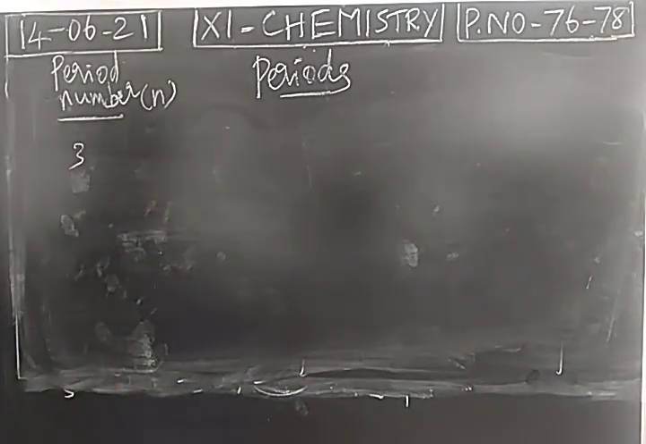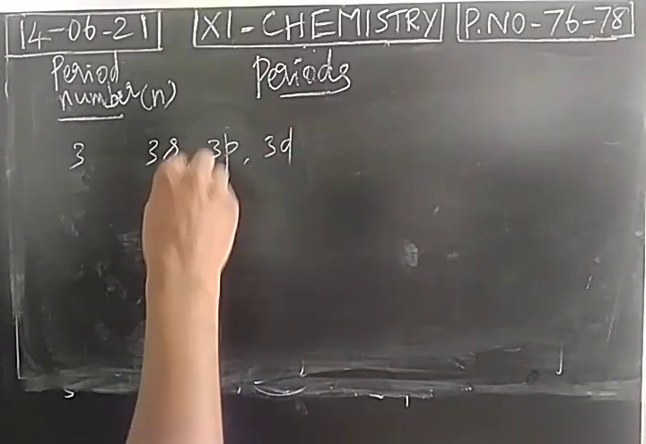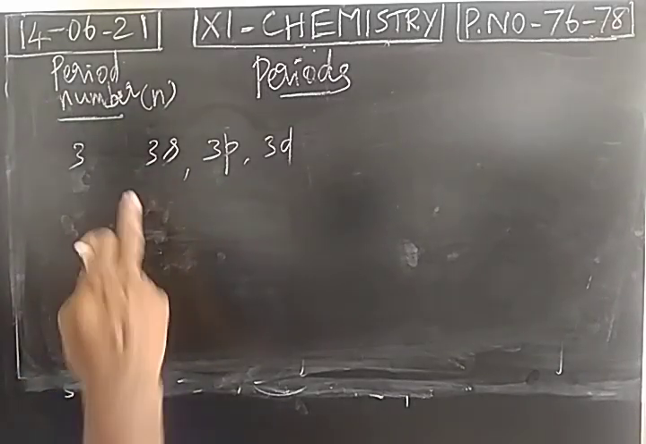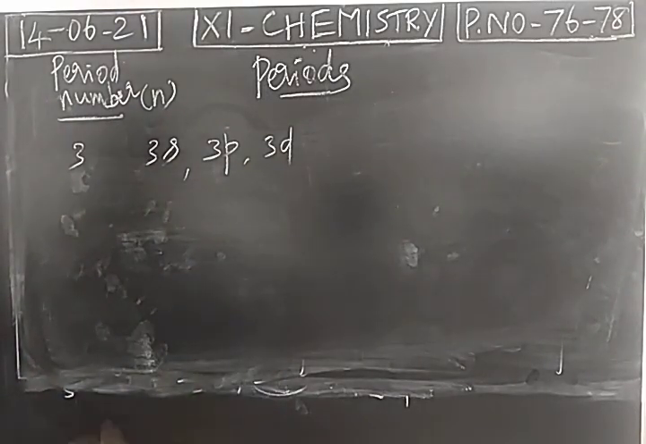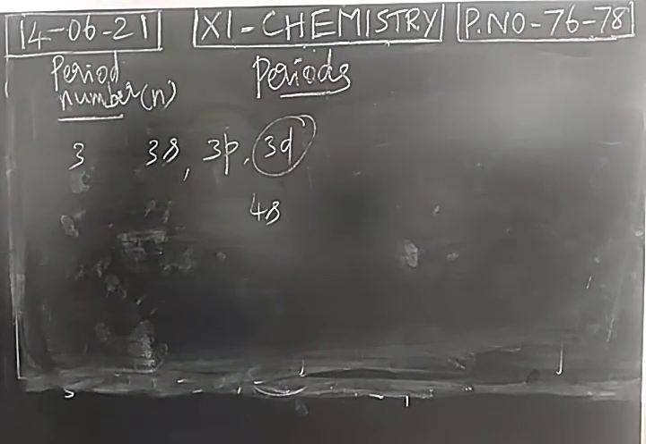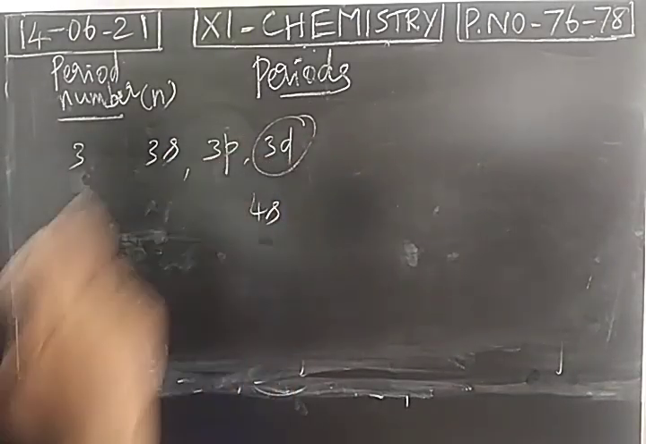Now take principal quantum number 3, or period number 3, the third cell. The third cell will have 3s, 3p, 3d orbitals. All 3 types of orbitals will be present. Comparing 3d, the 4s orbital has lower energy, isn't it? We already studied the Aufbau principle. Comparing 3d, the 4s orbital has lower energy. So the electron will first occupy the 4s orbital, then it fills the 3d orbital.